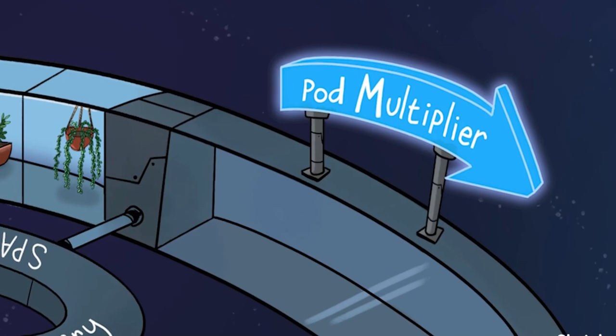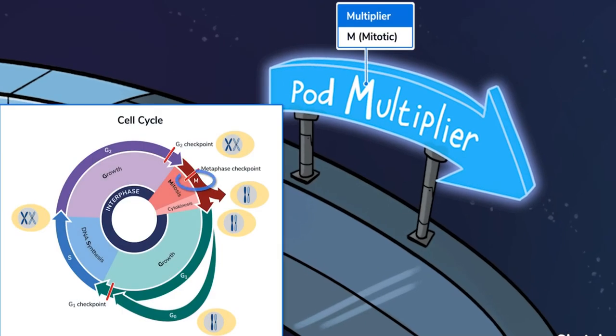And we're off to the multiplier. This is where the space pods get built. Remember that during the M phase, a cell goes through nuclear and cytoplasmic division, creating two daughter cells that share the same number of chromosomes. See our video on mitosis for a whole lot more about this.